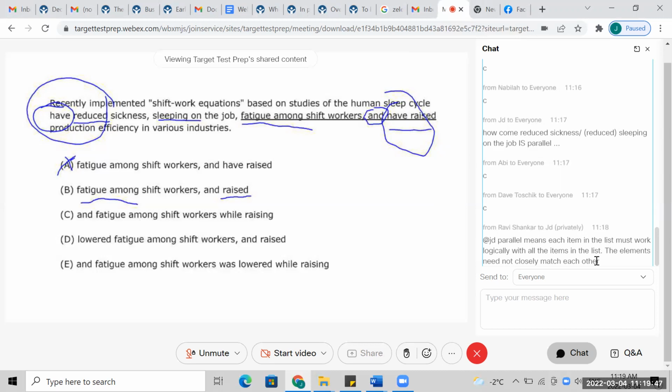And notice what they did. They put this carryover part that we need to carry over, have reduced, before the underlined portion. Why do they do that? To confuse us. Almost got me. Okay, so B is out because have reduced does not work with raised. Let's go to some of these other choices. Go to D. Have reduced sickness, have reduced sleeping on the job, have reduced lowered fatigue, that doesn't work, and have reduced raised. D is out.